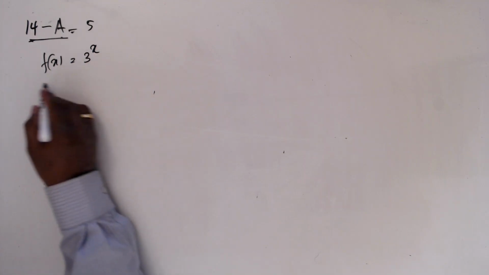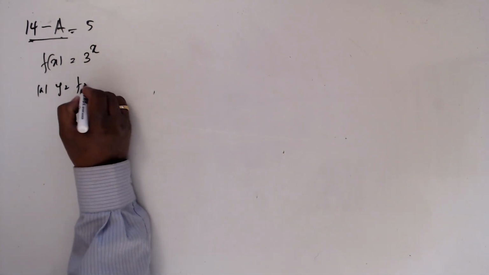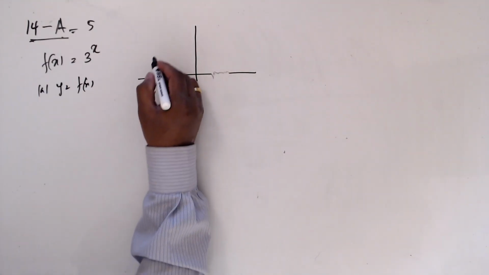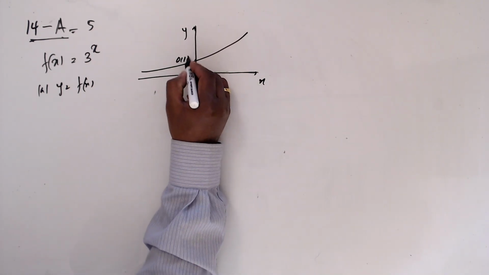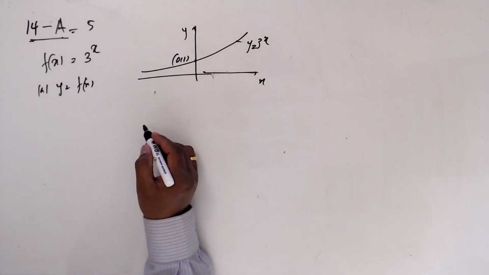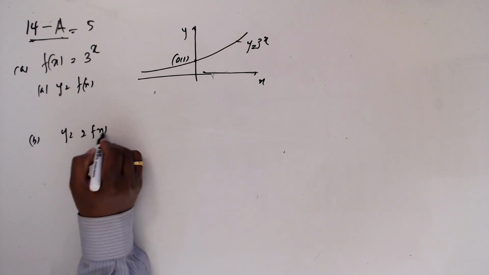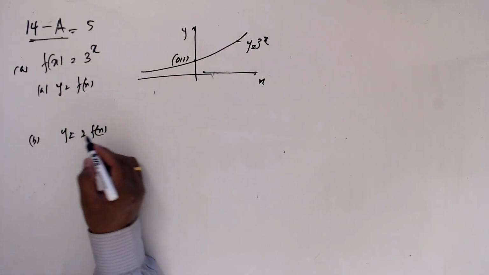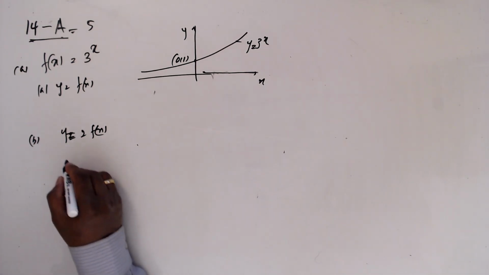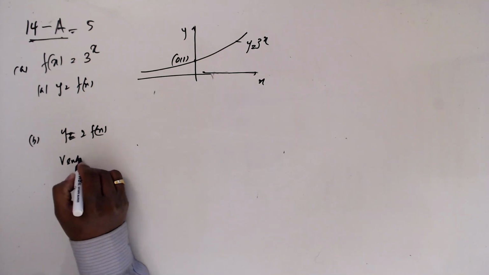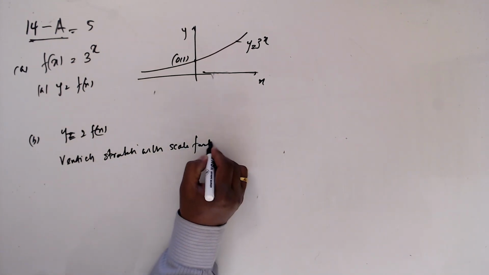Question number 5. f(x) equals 3 to the power x. For part A, we want to draw y equals f(x). So this is the normal graph again. This is going through (0, 1). y equals 3 to the power x. Now part B, y equals 2f(x). Now this is a vertical stretch with scale factor 2.